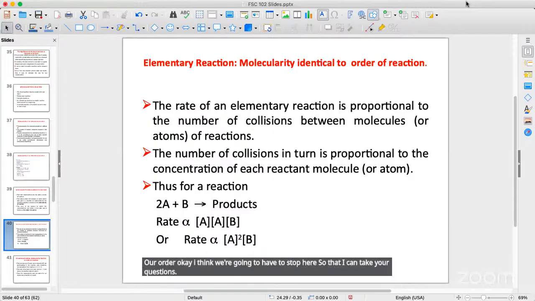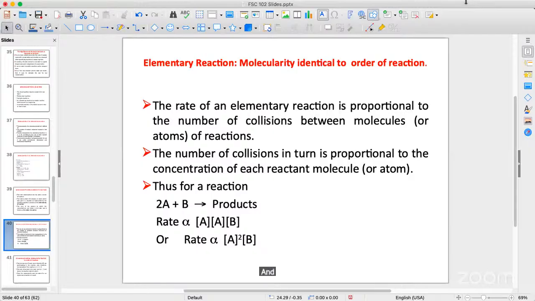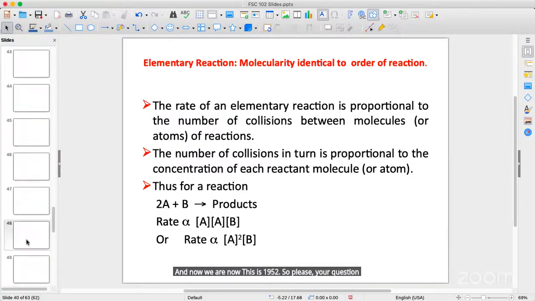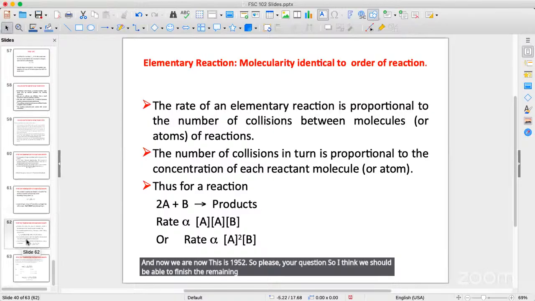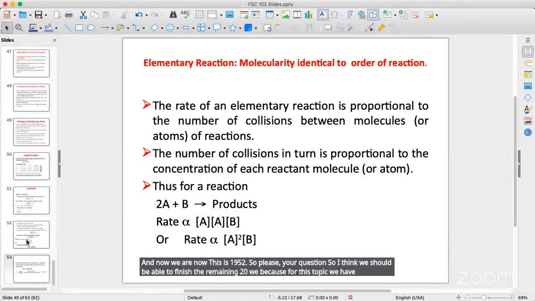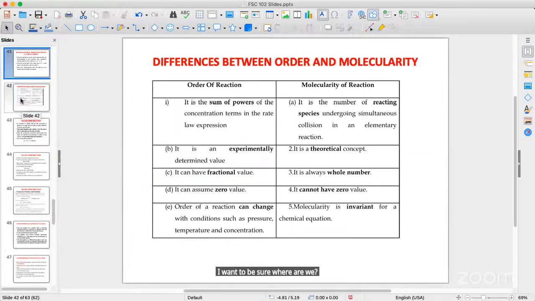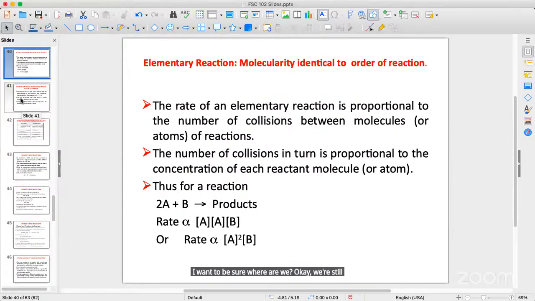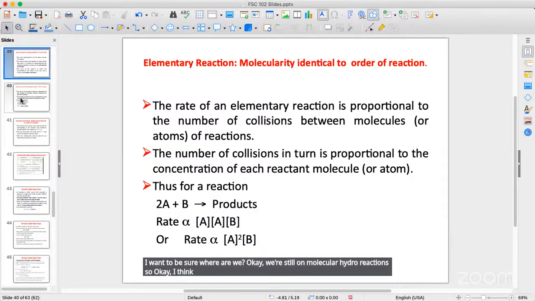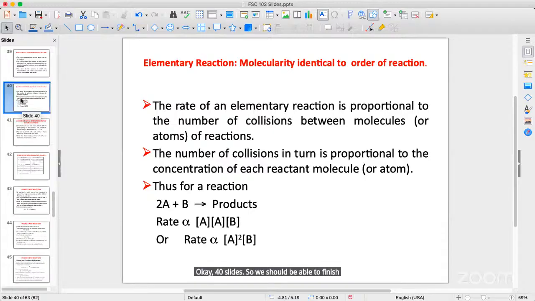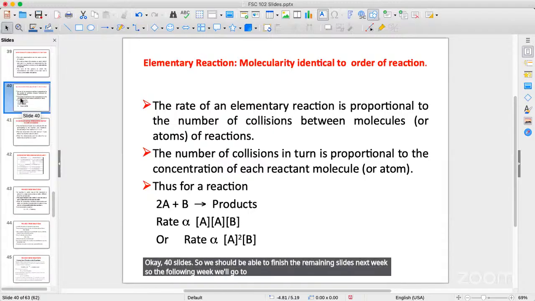I like to leave 10 minutes, and now it is 9:52. So please, your questions. I think we should be able to finish the remaining 20 slides, because for this topic we have 63 slides, and we're already on 40 something. I want to be sure. Where are we? Okay, we're still on molecularity of reaction. So we should be able to finish the remaining slides next week. So the following week we'll go to chemical equilibrium.